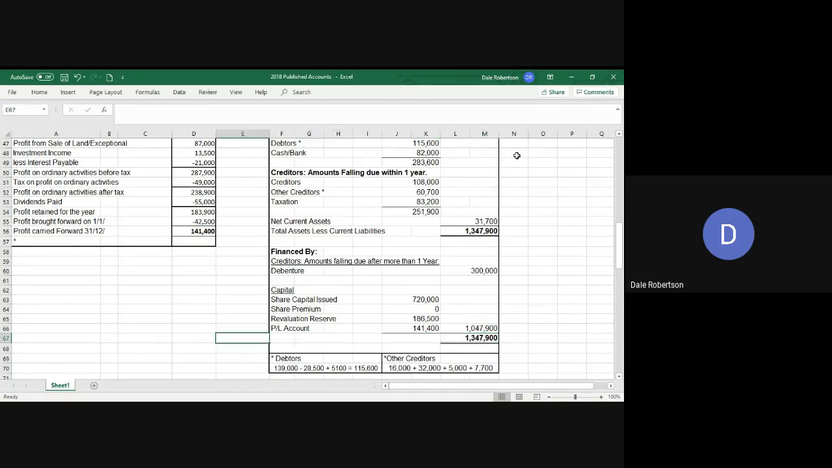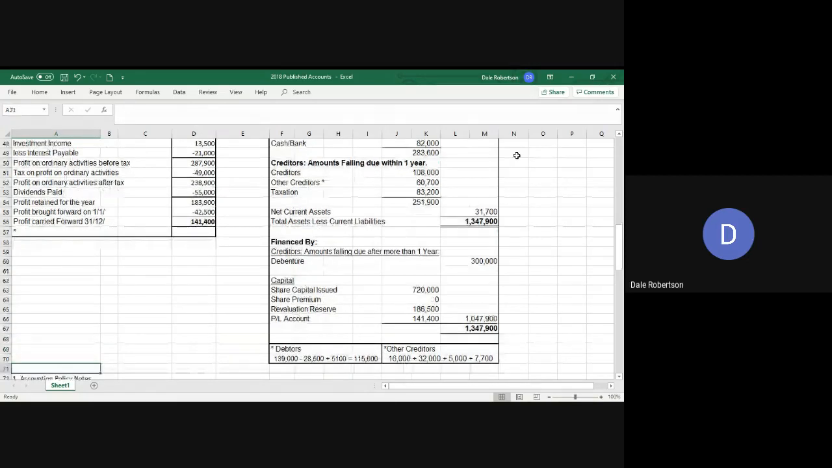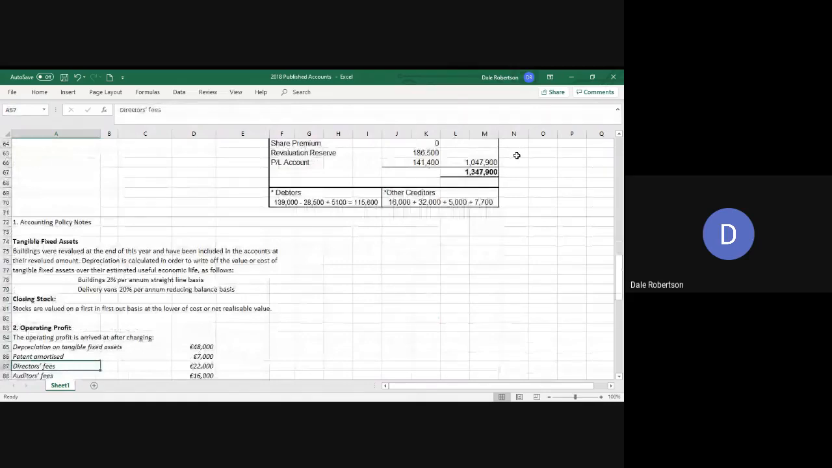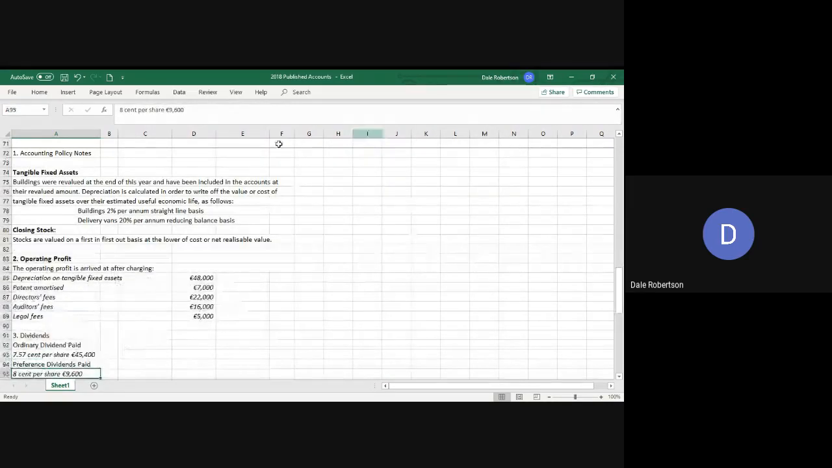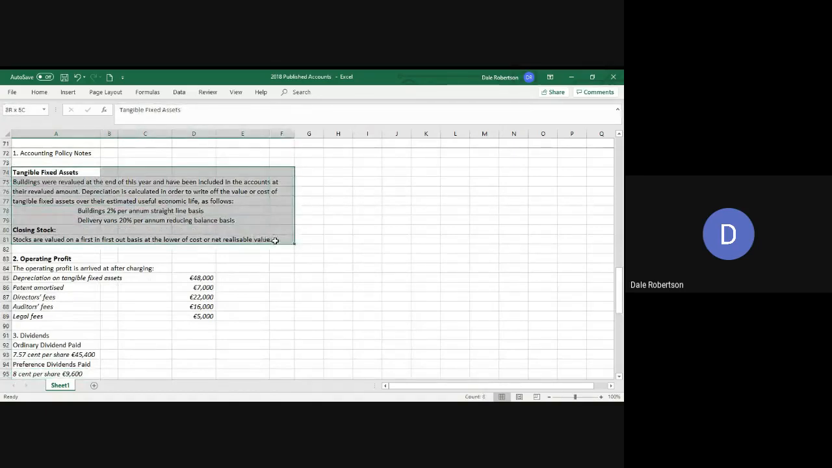There are still significant marks to be picked up, though, with the notes. I'm going to refer down here to these notes. And some of these we just learn off. The first one here, tangible fixed assets. You're talking about the depreciation of your fixed assets. Depreciation calculated in order to write off the value over the estimated useful economic life. And you talk about how it's 2% for buildings and it's 20% reducing balance for delivery vans, 2% straight line for buildings. And you can mention that buildings were revalued.